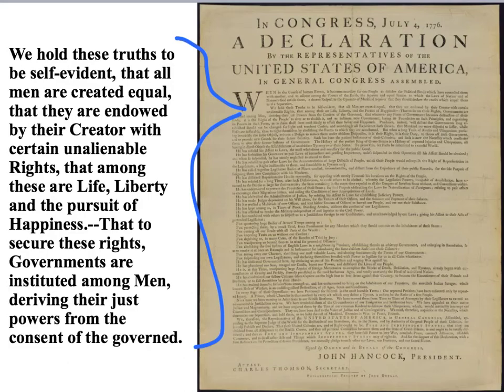And one of the most important lines of this entire document is on the left. "We hold these truths to be self-evident, that all men are created equal, that they are endowed by their Creator with certain unalienable rights, that among these are life, liberty, and the pursuit of happiness, that to secure these rights, governments are instituted among men, deriving their just powers from the consent of the governed." Where do you hear Enlightenment ideas in that statement?